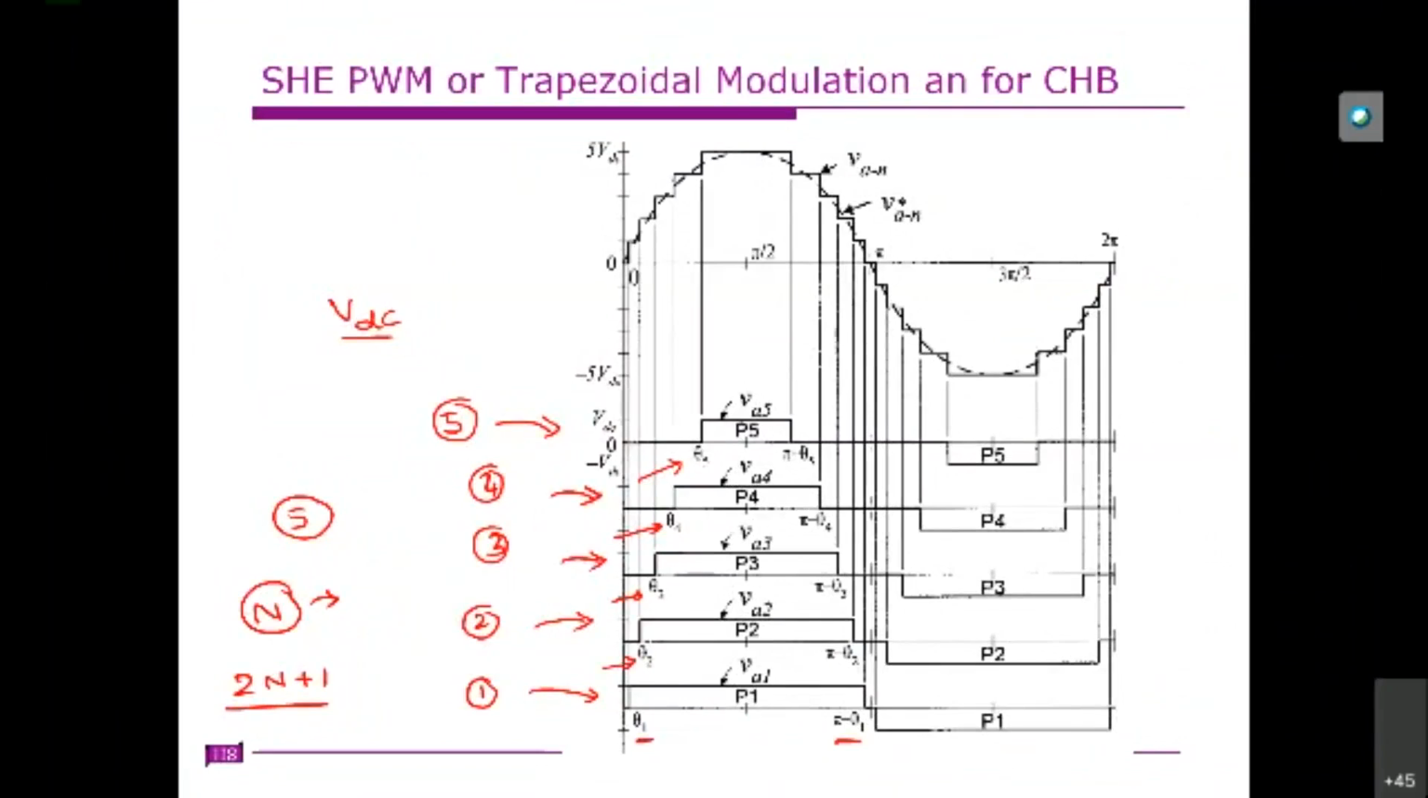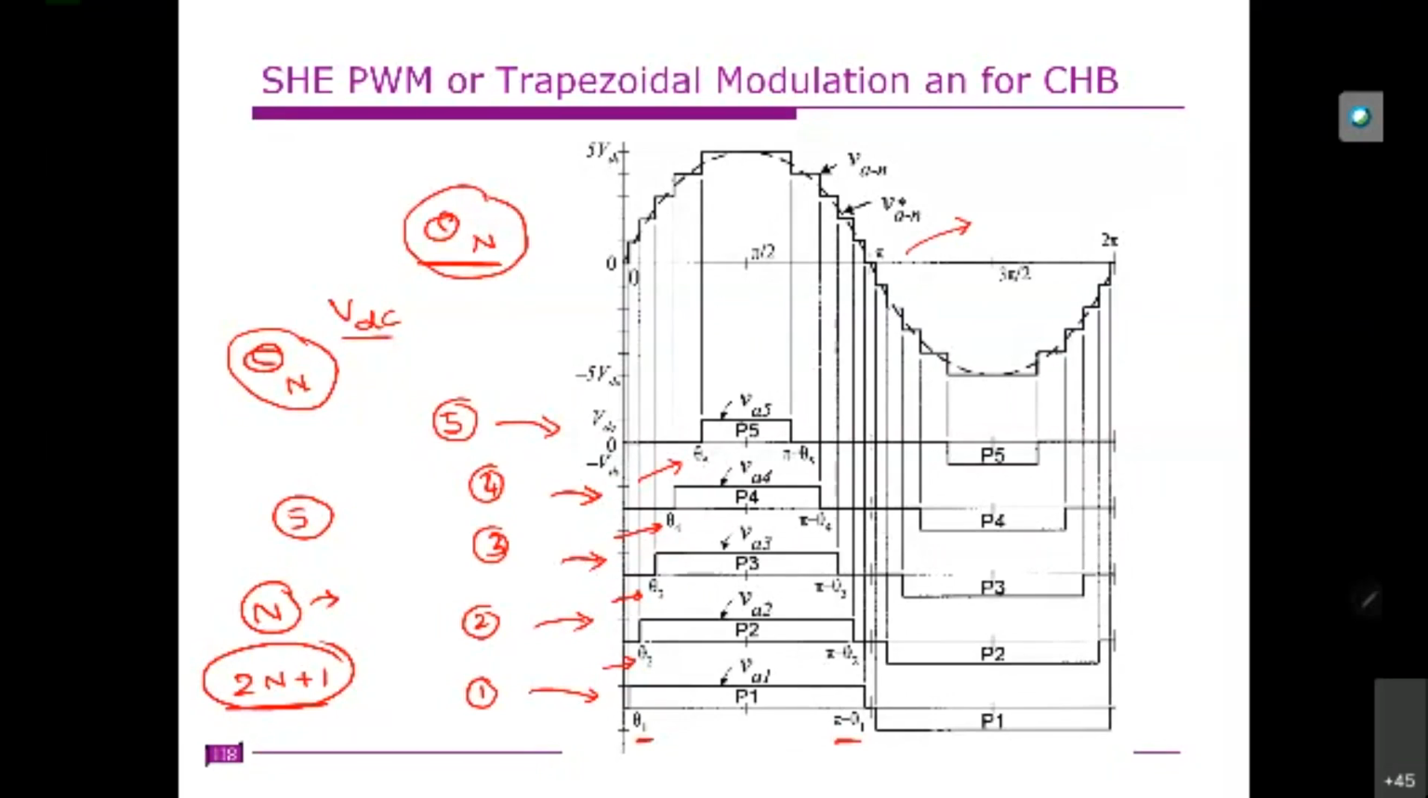Okay. So this is the output produced by the different H bridges. Let us assume that we have n number of H bridges per phase. You will get 2n plus 1 levels in the phase voltage, right? So that means you have angles θ1, θ2, θ3, θ4, θn, where θn is the angle produced by the nth H bridge. So if you have this case, you ultimately get this staircase waveform.